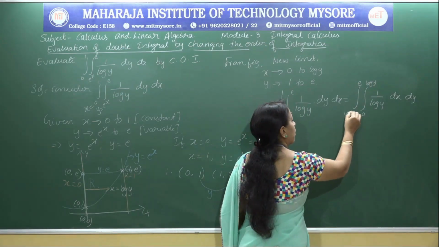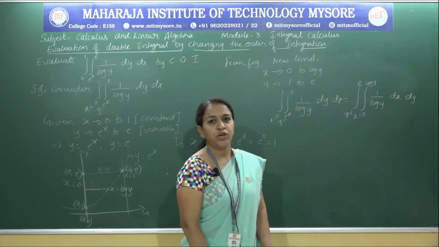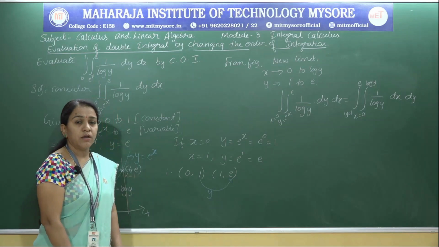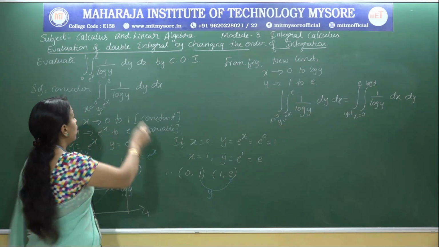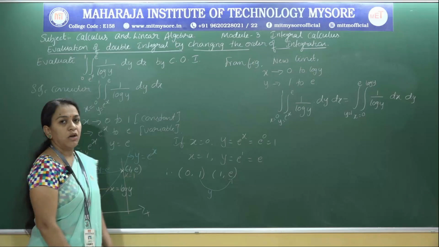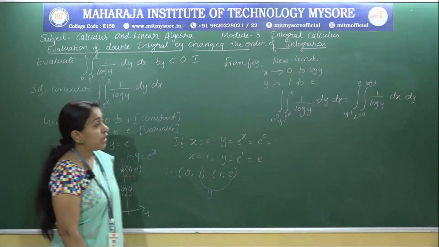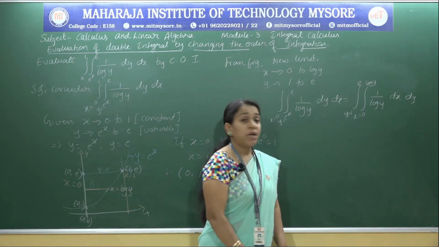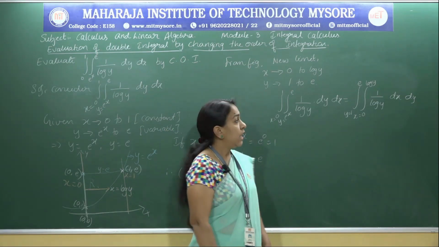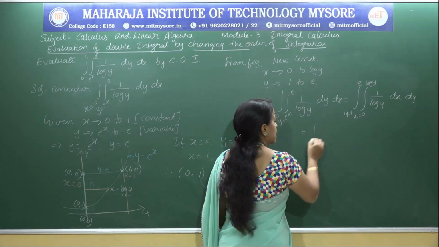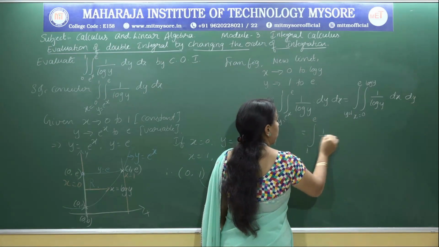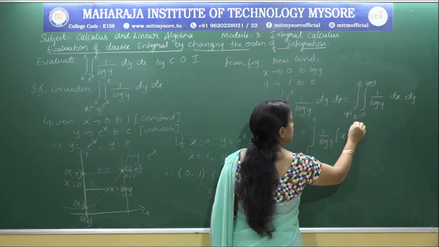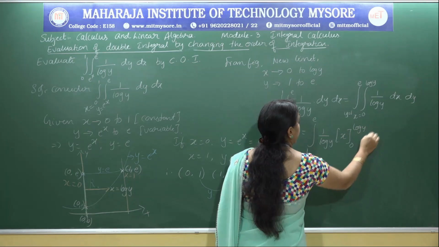So, keeping log y constant, we should integrate first with respect to dx. Before changing the order of integration, it is not easy to evaluate 1 by log y, right? So, if I change the order, then I can easily evaluate, keeping 1 by log y constant. Integral of dx is x, that is, integral 1 to e, 1 by log y is constant, integral of dx is x between the limit 0 to log y dy.